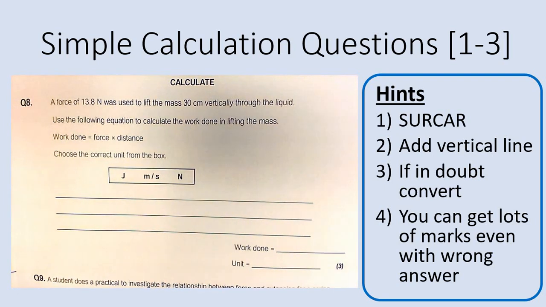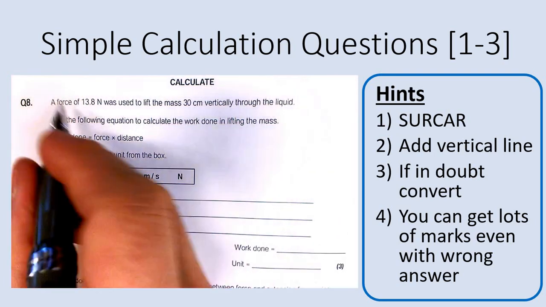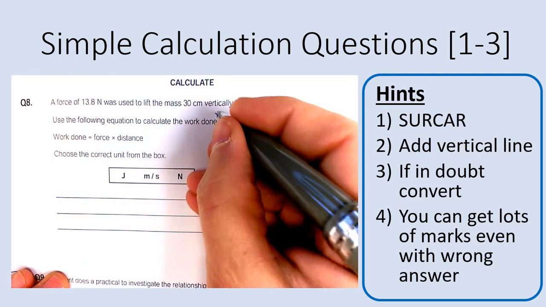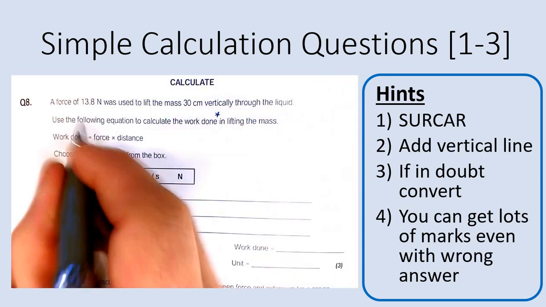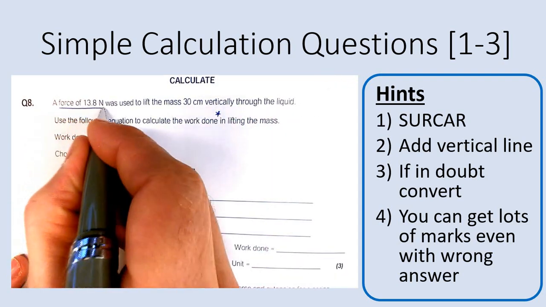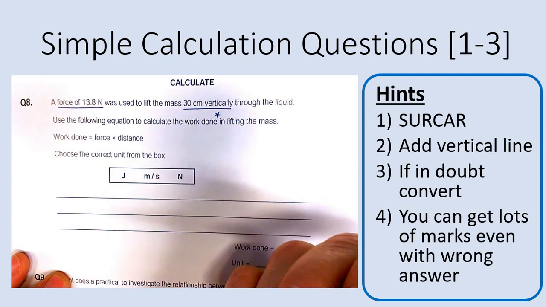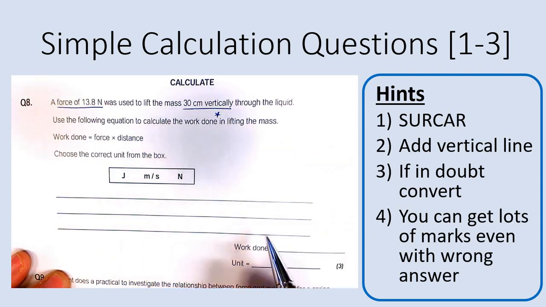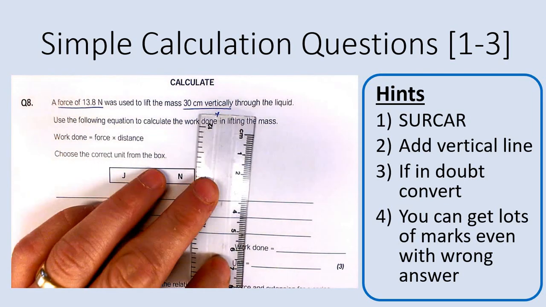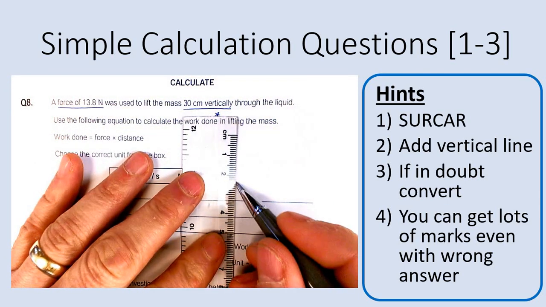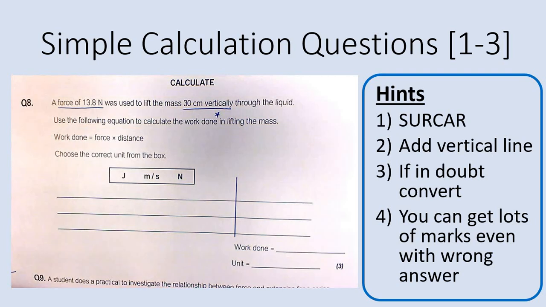Okay, so calculation questions, how are we going to do those? We're going to use something slightly different now for calculations. We're going to use CIRCAR instead. So here what we're going to do is read through, star the thing we're trying to find out, and underline the values we've got. So I've got a force, 13.8 newtons, 30 centimetres vertically, this thing's been lifted. I'm then going to draw a line down there at the side of my page. This is the bit that it's always worth remembering.